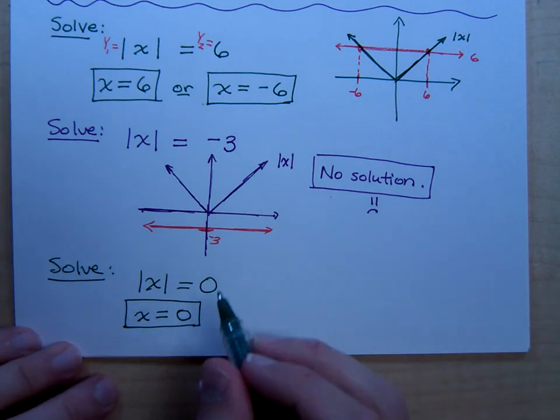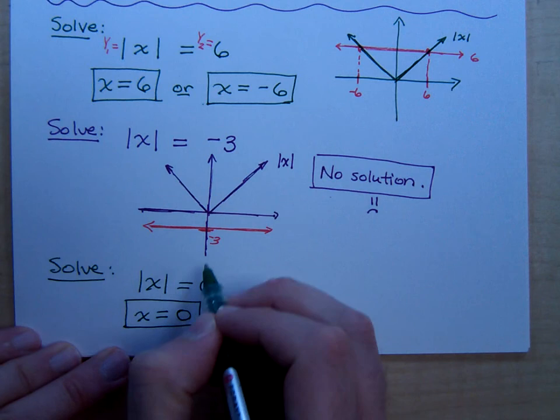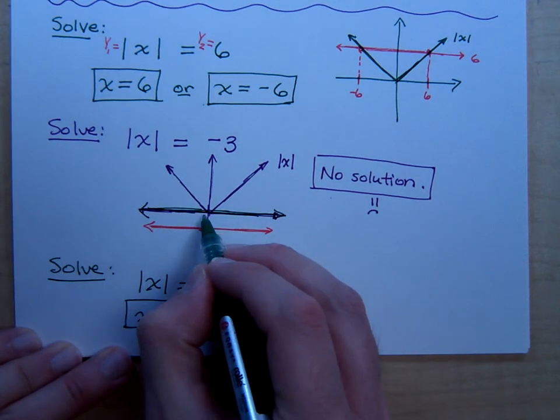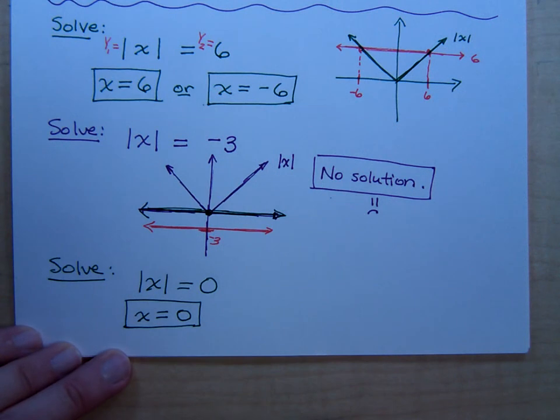You can imagine, like up here, if I were to graph y equals 0, it would just be this guy right here. And so it would only intersect at that one point right there, which is the vertex, when x equals 0.